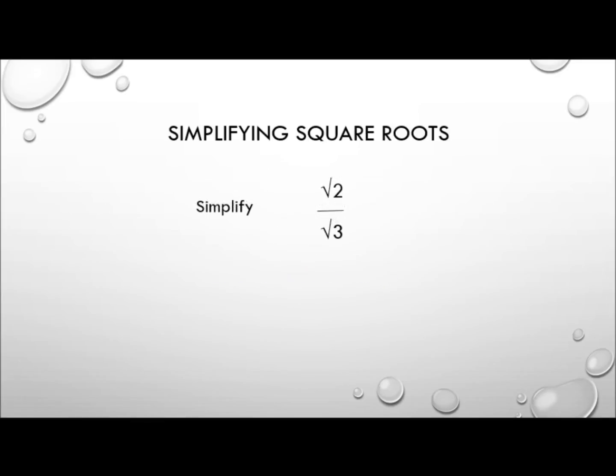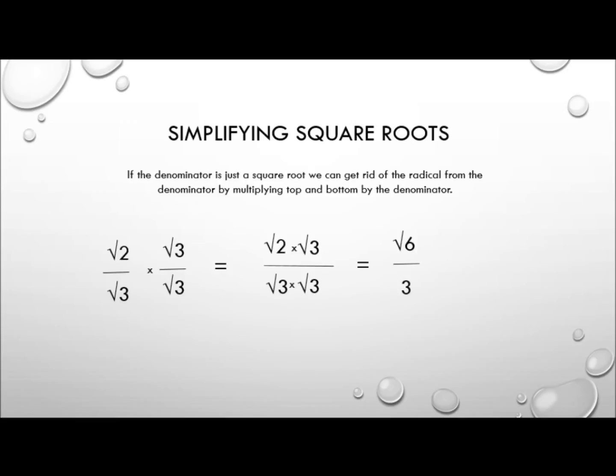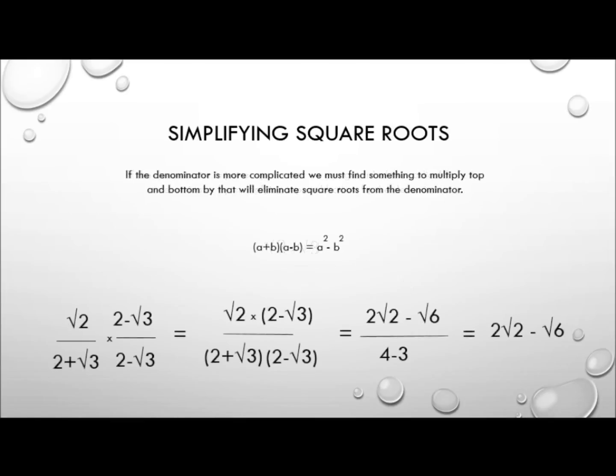Okay, so let's have a go at simplifying the square root of 2 divided by the square root of 3. Well, if the denominator is just a square root, we can get rid of the square root from the denominator by multiplying top and bottom by the denominator, because if you take a square root and multiply it by itself, then that gets rid of the square root. If it's more complicated than that, all we have to do is look for whatever number we can multiply the denominator by that will get rid of the square root.